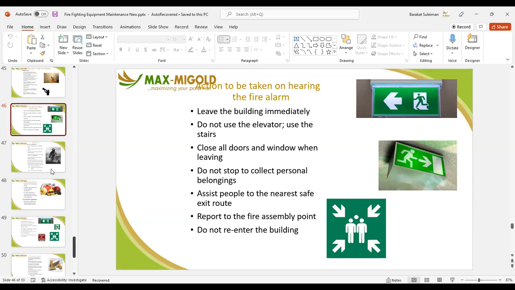And please don't go back into the building unless the incident commander has told you to do so. Leave your personal belongings and let's move out of the building. Next slide, please. I think we are almost done.